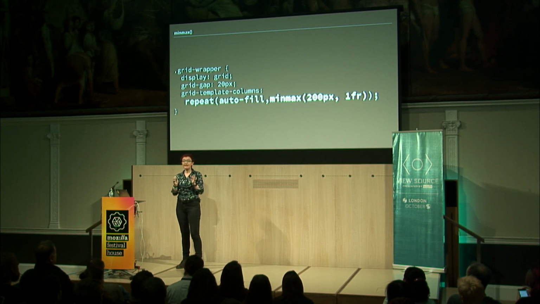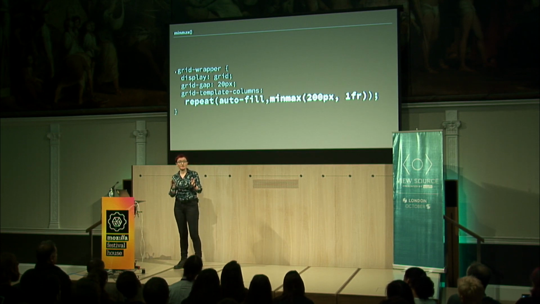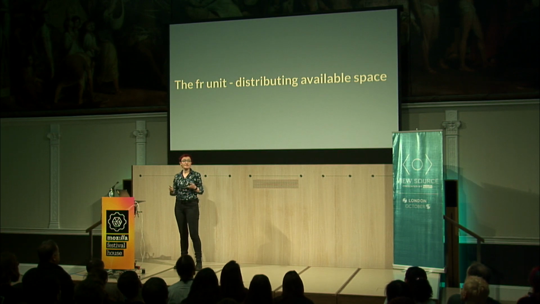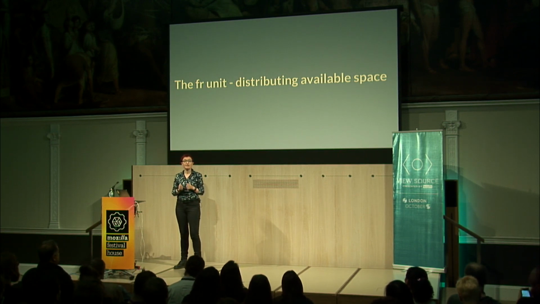And that means that with any available space, the browser goes, well, I've got 200 pixels, 200 pixels, 200 pixels, and then there's this little bit left over. And the little bit left over gets spread out amongst the rest of the tracks, and so we end up with as many flexible size tracks as will fit in the container, but they'll never get smaller than 200 pixels. So we've also got this fr unit. And this is new for grid layout, and it's incredibly useful. It deals with distributing available space.